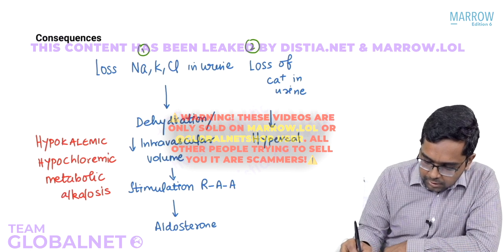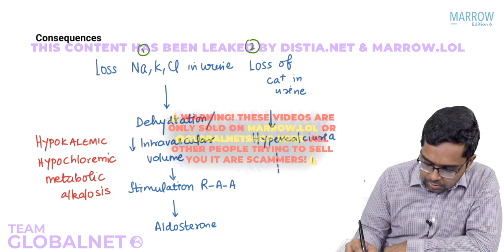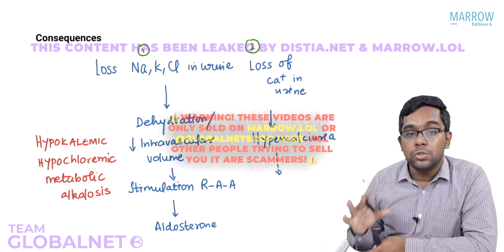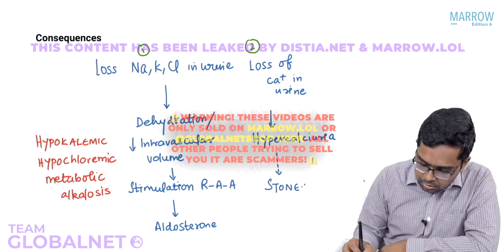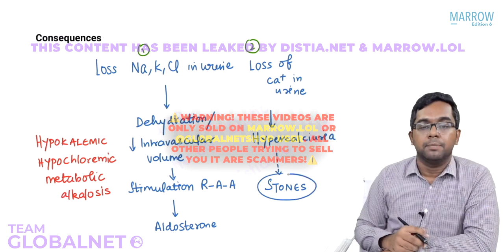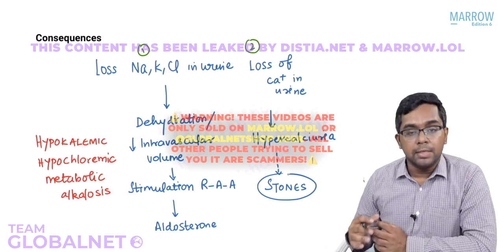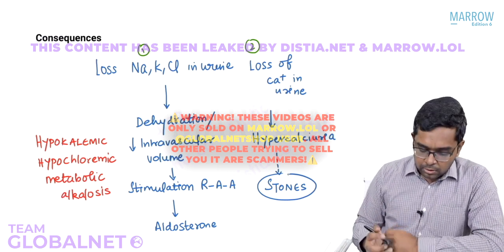Are you able to follow this? Hypercalciuria. Now, during this process of hypercalciuria, when there is too much calcium in the tubules, it can result in the formation of stones. Please remember, stones are noted due to hypercalciuria. These are the important points about Bartter syndrome which you need to know about.